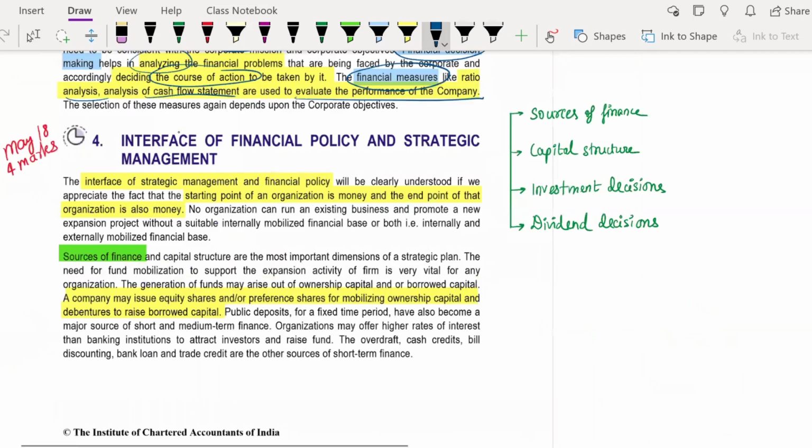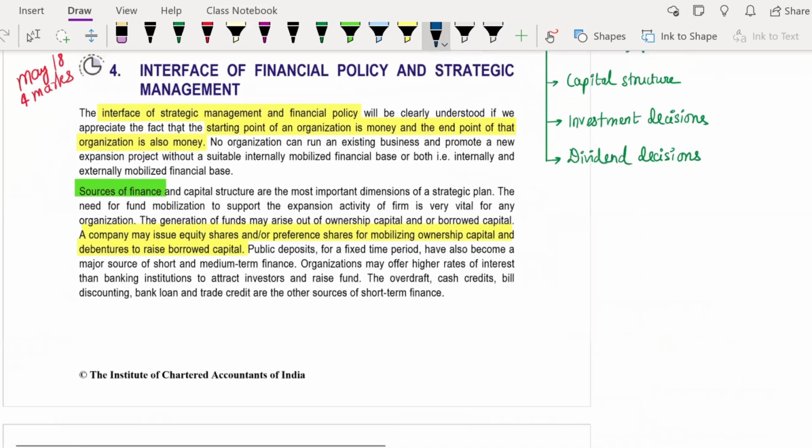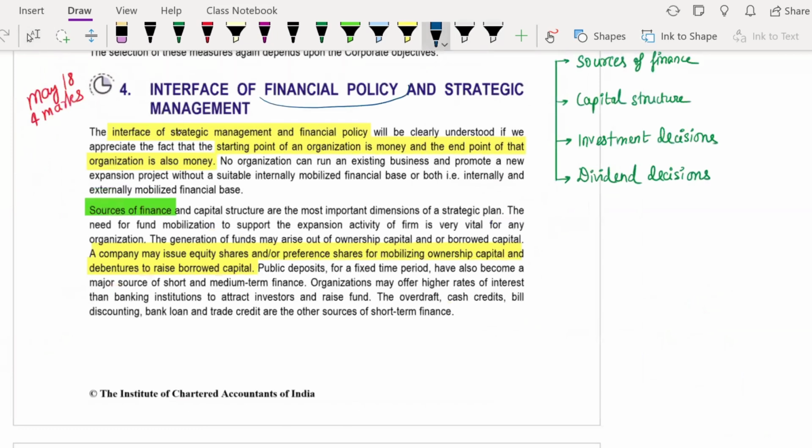So now that we have understood about financial planning, the next topic we move on to is the interface of financial policy and strategic management. Here they tell you that when you are running a company, there are a lot of policies that you will have to make, and that includes your financial policy also. That means policies related to how you are going to utilize your money, where you are going to source it from, where you are going to invest it. All of these policies require a few strategies to be in place, and depending upon those strategies, you make the financial policies. Now here we are going to read what is the connection or the interlink between financial policies and strategic management.